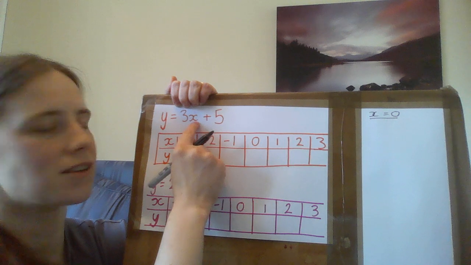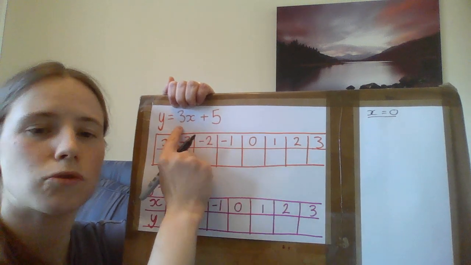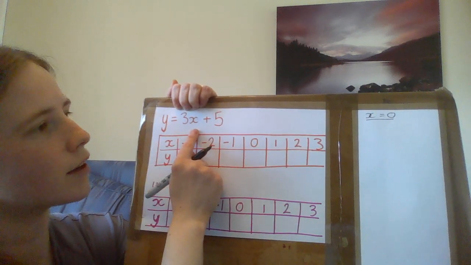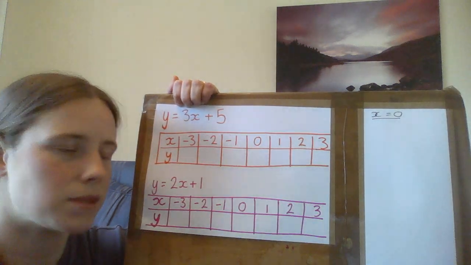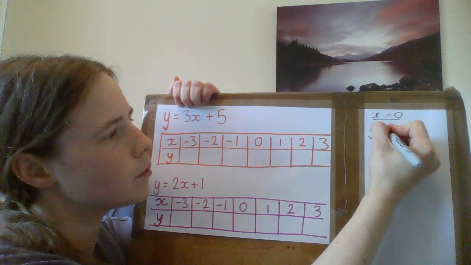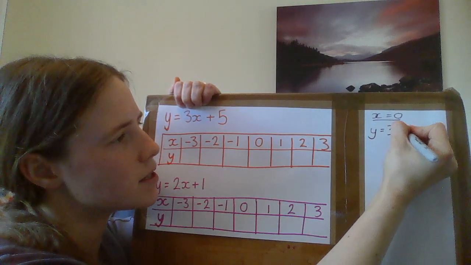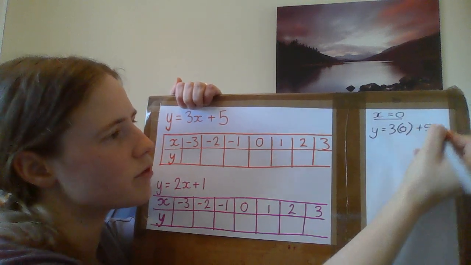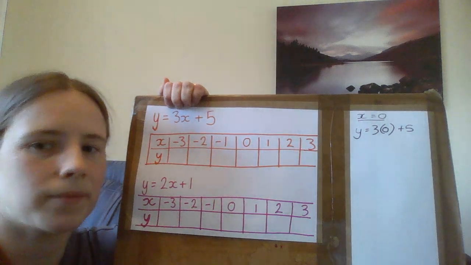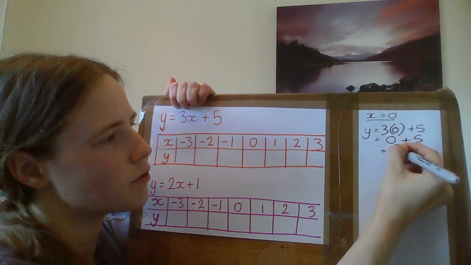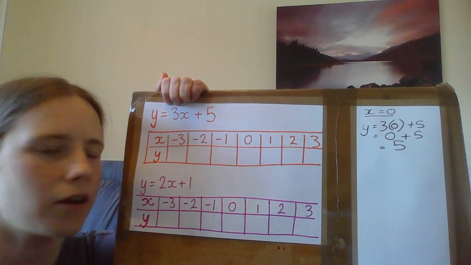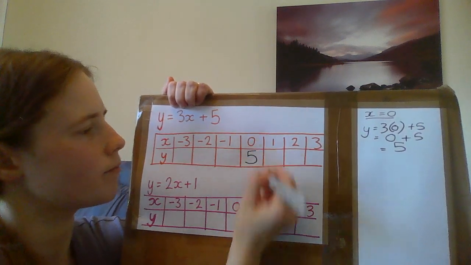When we have 3 next to an x, that means 3 times x, so it's 3 times 0. What I like to do when I replace is put little brackets around it to remind me that it's multiplying. So we've got y equals 3 times 0 plus 5. And then you just have to work it out. So 3 times 0 is 0 plus 5, which is 5. So when x is 0, y is 5.